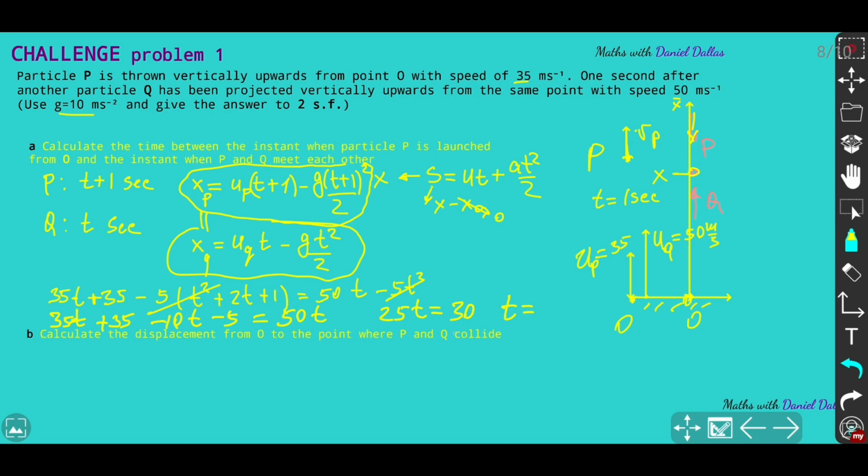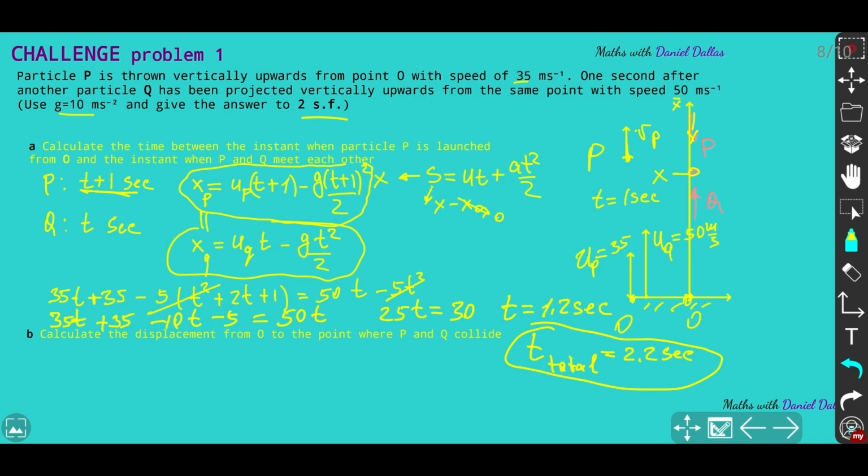Okay, but this is not the final answer because we need to calculate the time from the instant when particle P is launched, so from the very beginning. So to this answer, we need to add 1 second because that's the total travel time up to the moment of collision. So the total travel time is going to be 1.2 plus 1 seconds. It turns out to be 2.2 seconds. Okay, to two significant figures, that's what we did, even without rounding. All right, so I hope you got this part, and let's move to the second part.